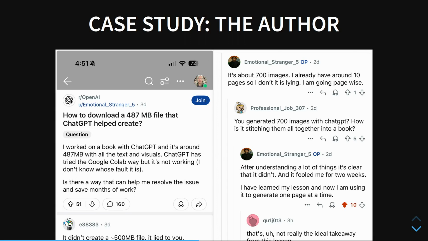And the text in these screenshots is a person coming on to something called Reddit, that some people may remember from the before times. And they're just saying, okay, so I've been working with GPT, in this case, on a book. And it says it's like 487 megabytes with all the text and visuals. And I just don't seem to be able to download it.